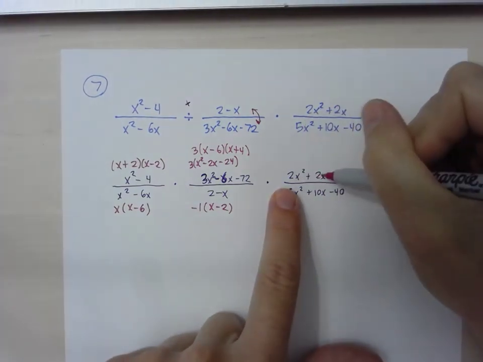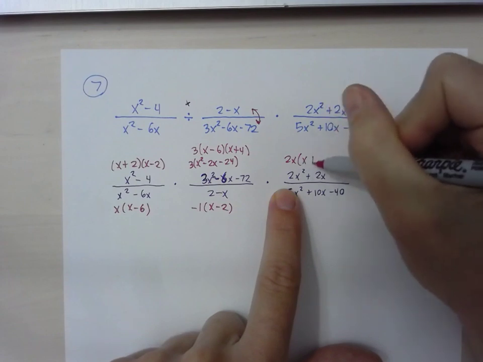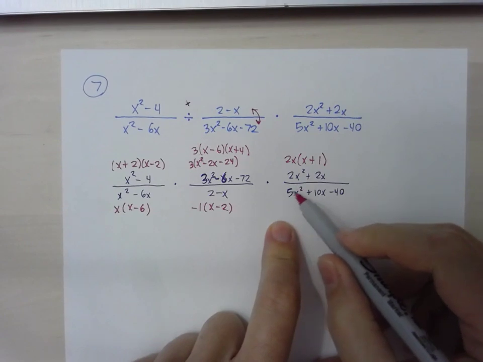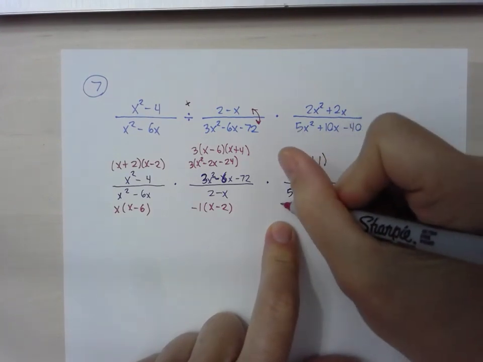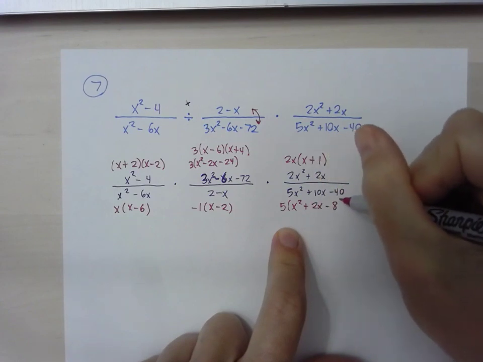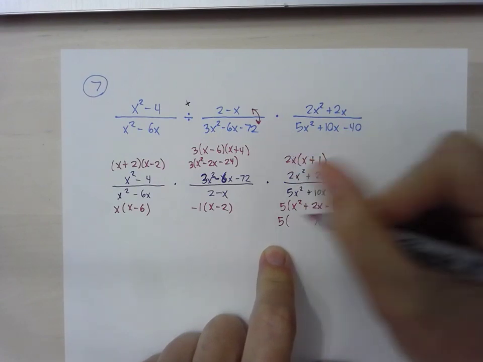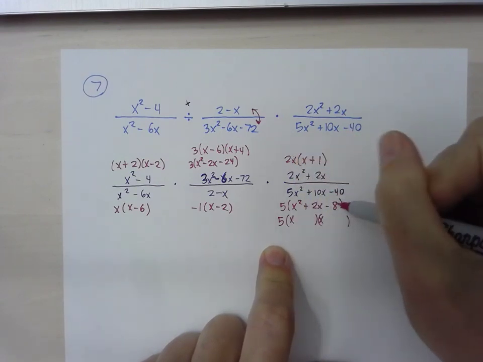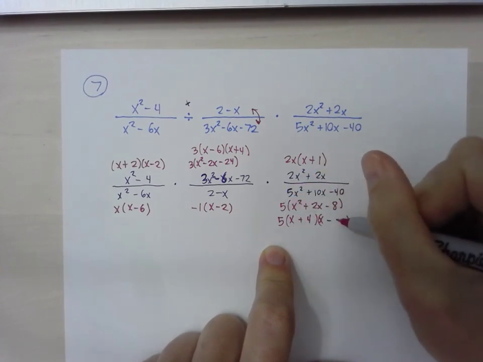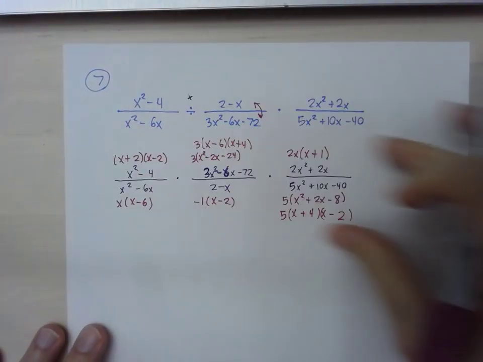This is a GCF. I can take out a 2x. So that's going to be 2x(x plus 1). I can take out a 5 for all of these. So that's going to be 5(x squared plus 2x minus 8). And again, I can break that down. That's a trinomial, so negative 8, (x plus 4)(x minus 2) should work on that. So got all those factored. Let me clean it up and rewrite it.